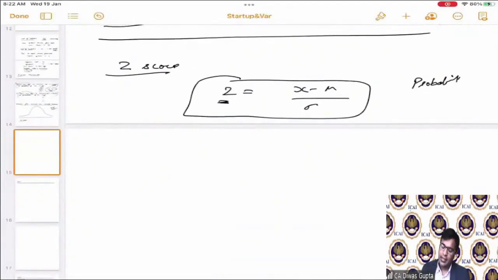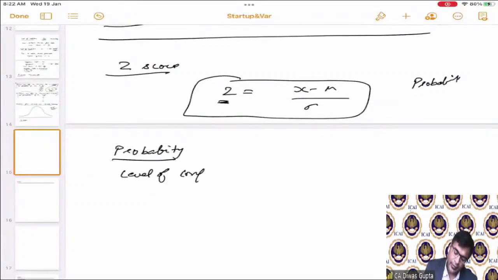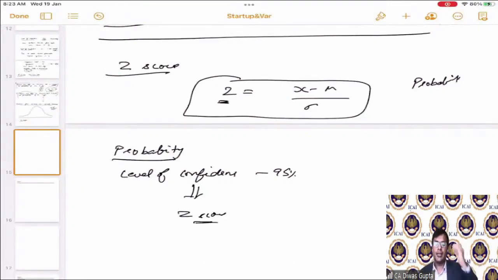In this case, we are given the probability, right? What is the probability? Level of confidence. Let's say it is 95%. Then what is the Z score going to be? So in this, we have to calculate the reverse. We are given the probability and we have to find the Z score. Simple.